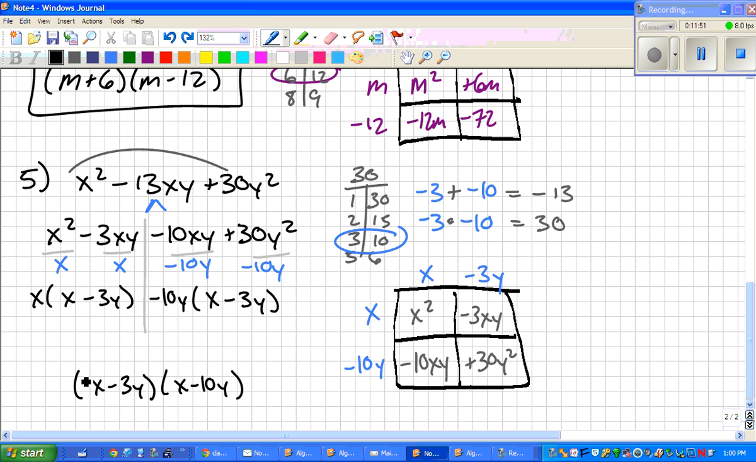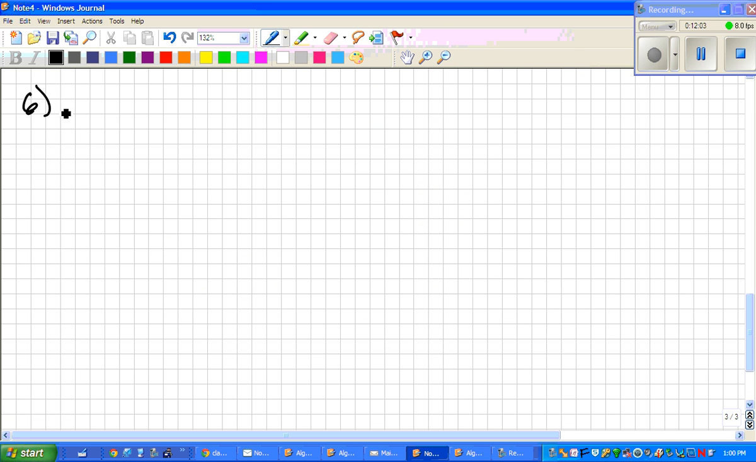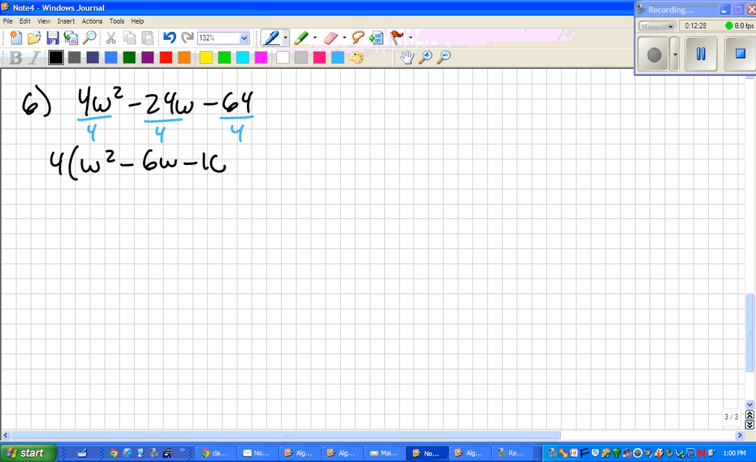So, our final answer, what should we have to put in the box? x minus 3y and x minus 10y. Okay, number 6. 4w squared minus 24w minus 64. Okay, the first thing I notice is that I can take out a GCF. So the 4 comes out front, and we're left with w squared minus 6w minus 16.